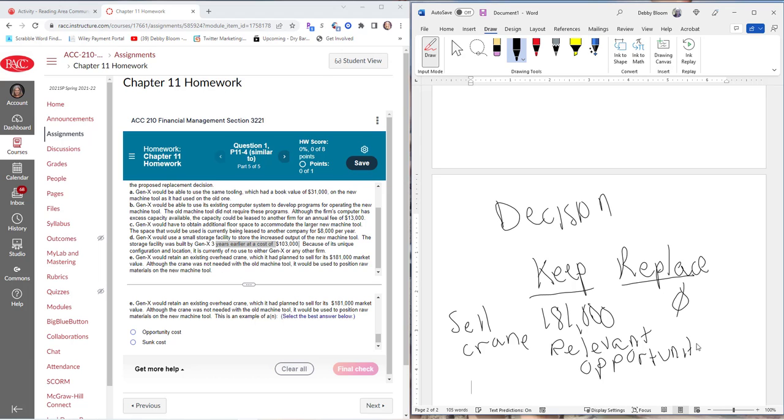So the cost of the crane would be a sunk cost, but the $181,000 sale price would be considered an opportunity cost because we only get it if we decide to keep the old equipment.